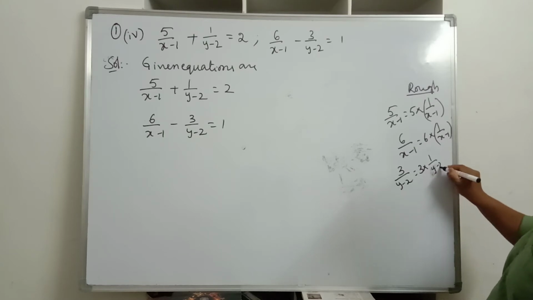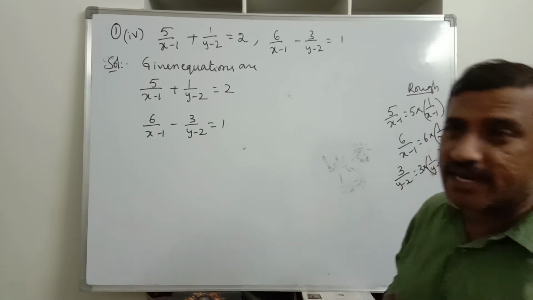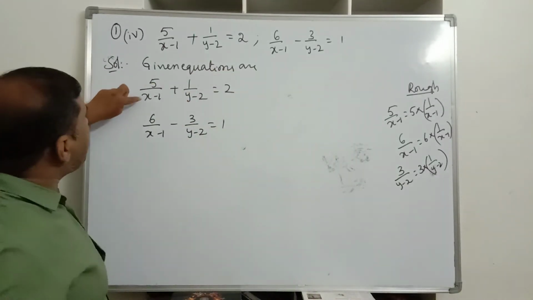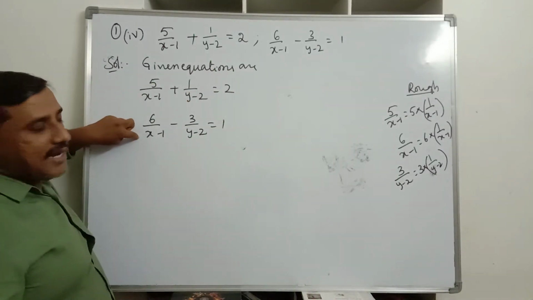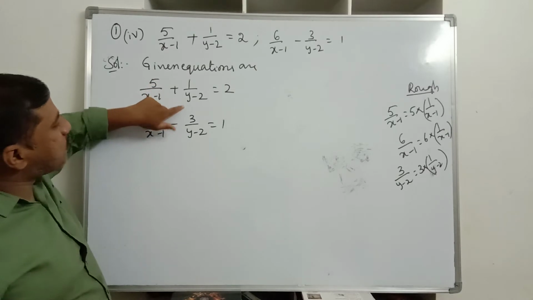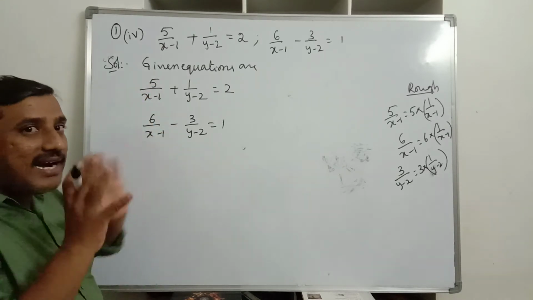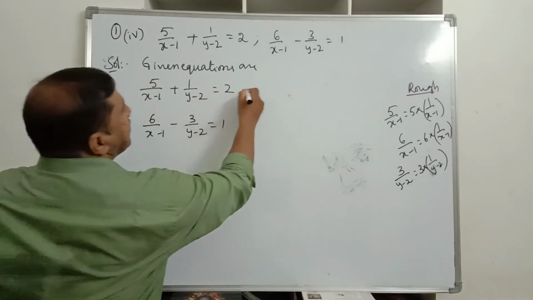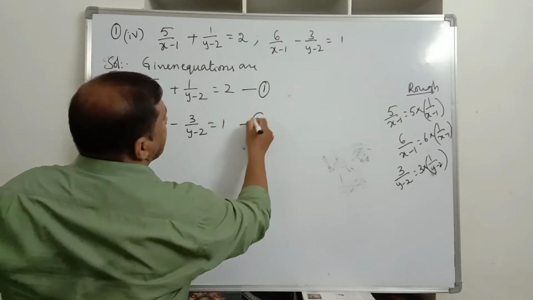Now what is common here in these given equations? 1 divided by x minus 1, 1 divided by x minus 1. Here 1 by y minus 2, 1 by y minus 2 is there. So identify the common factors, and take this as equation 1 and this as equation 2.